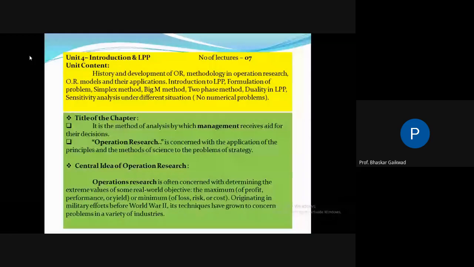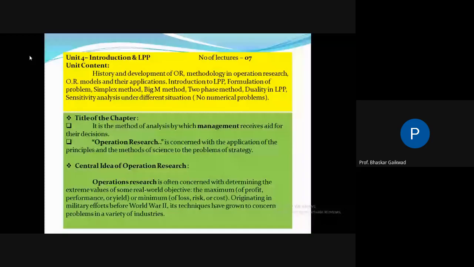There should be a logical approach through mathematical analysis, and we have to get the solution of which is better: to go for a contract, or to manufacture the same thing in our company's premises. So this logical decision is what we need to take in industry. So this much you have to write in the history and development of OR.